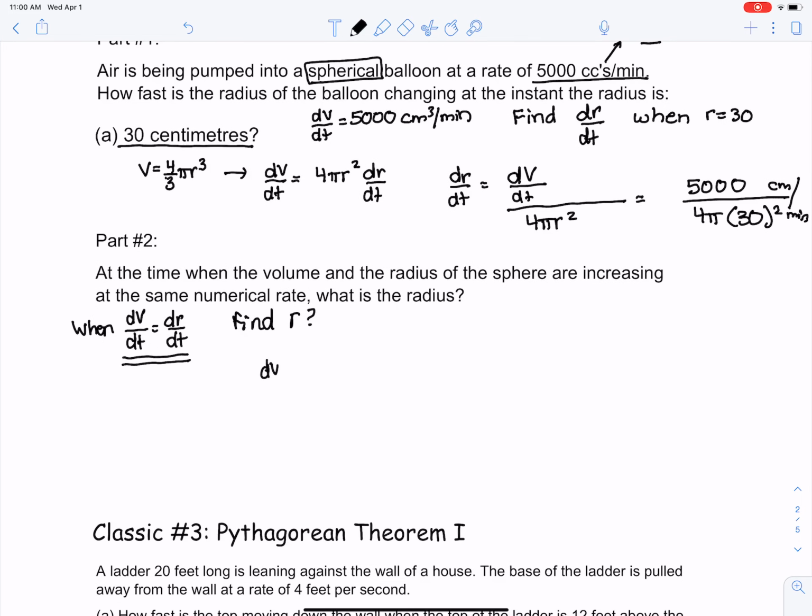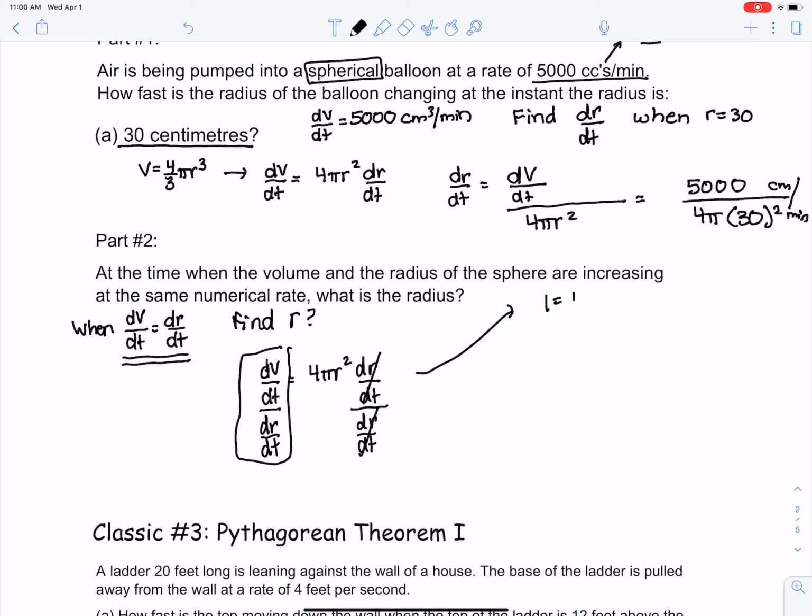We already have our relationship between our rate of change in the volume in relationship to the rate of change in the radius. Now, when dV/dt and dr/dt are the same, and I divide both sides by dr/dt, or vice versa, this quantity is going to cancel, but dV/dt divided by dr/dt is actually just a 1. So I'm going to sub in a 1 is equal to 4 pi r squared.